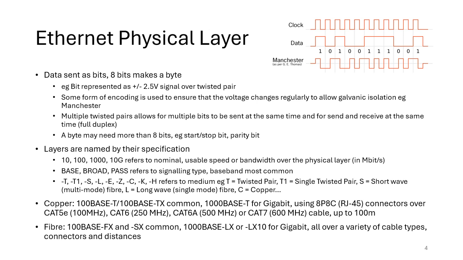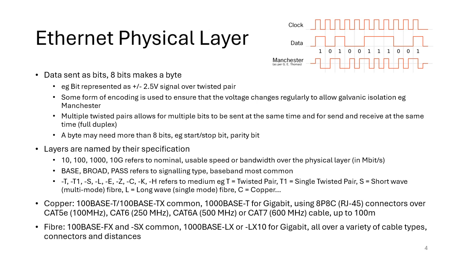Now with Ethernet, we name the physical layers according to their specification. So typically we start off with 10, or that's the original standard. More likely today it would be 100 or 1000 or even 10G. This refers to the nominal usable speed or bandwidth over the physical layer in megabits. So 10 would mean 10 megabits, 100 would be 100 megabits, and so on.